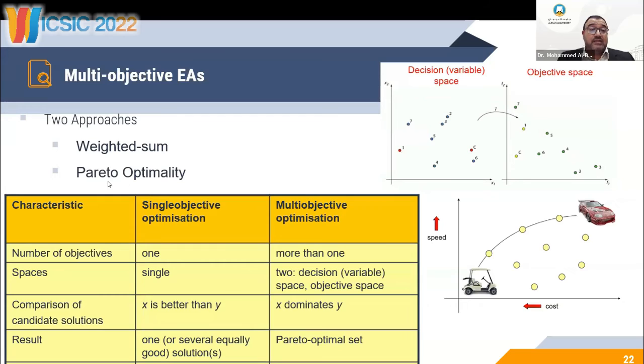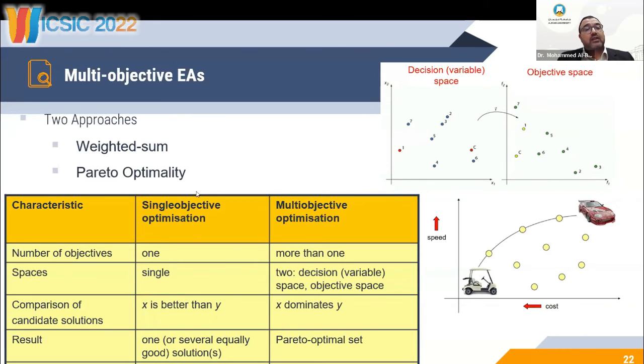And let me describe the two main approaches that are used for multi-objective optimization. The first one is weighted sum, where we can combine and integrate all of the objectives in one objective function, and we provide a weight based on the preference to each objective function, and we calculate one value. In this way, we convert the multi-objective to a single objective optimization.